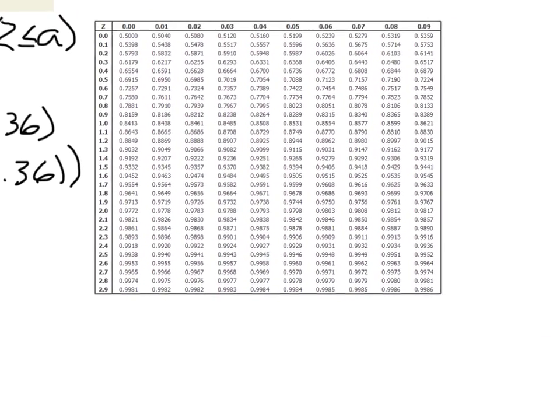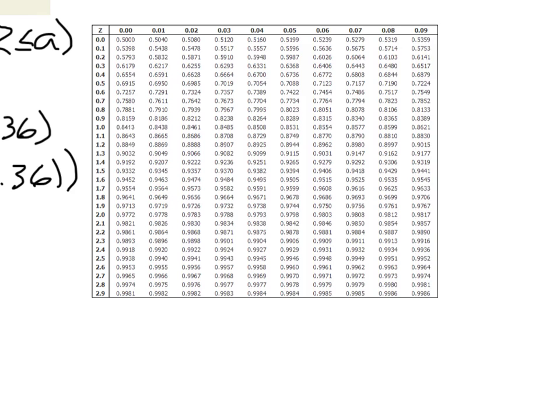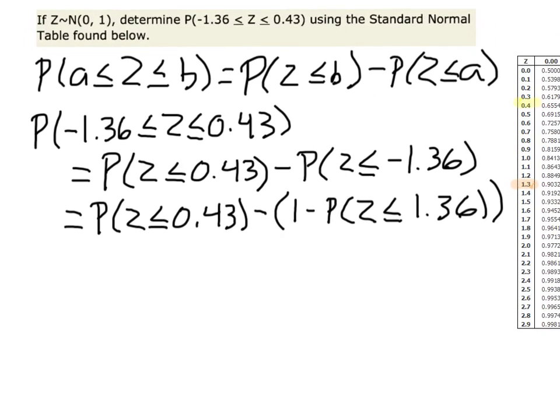We now can go to the table and find our two probabilities. First, we will find 0.4 along the left-hand side and 0.03 across the top. We can then find that 0.6664 is our probability for z is less than or equal to 0.43. Now to find the second, we can find 1.3 along the left and 0.06 across the top. We can then find that this probability is 0.9031. We can now go back to our z-score functions and plug in the numbers that we have found.